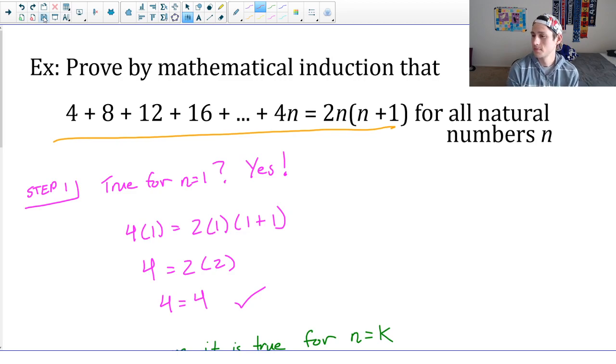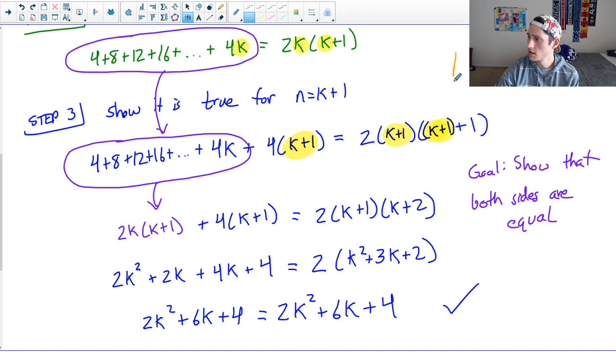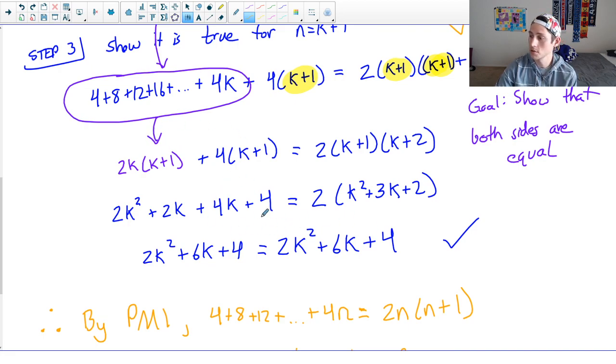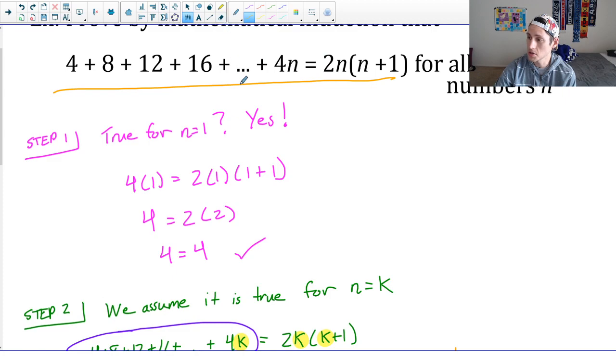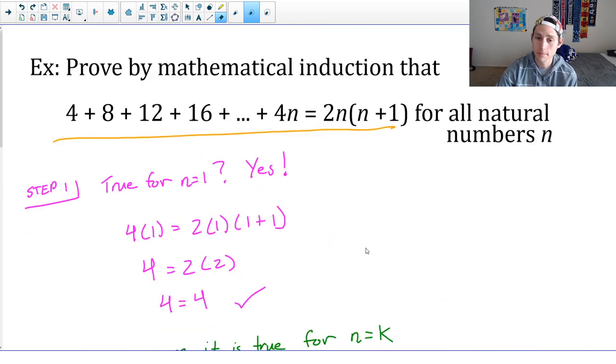What if it isn't true? Then when we get to step 3, as we're trying to get these things to equal each other, it won't work. Maybe I have 2k squared plus 6k plus 5 on the left, but then on this side I have plus 4. Then we don't have anything special. Then we would just state it's not true for all natural numbers n. That's all we would say. Or even if we went for our very first step and plugged in 1 and it wasn't true, same. Well, okay, great. It's not true then for all natural numbers.